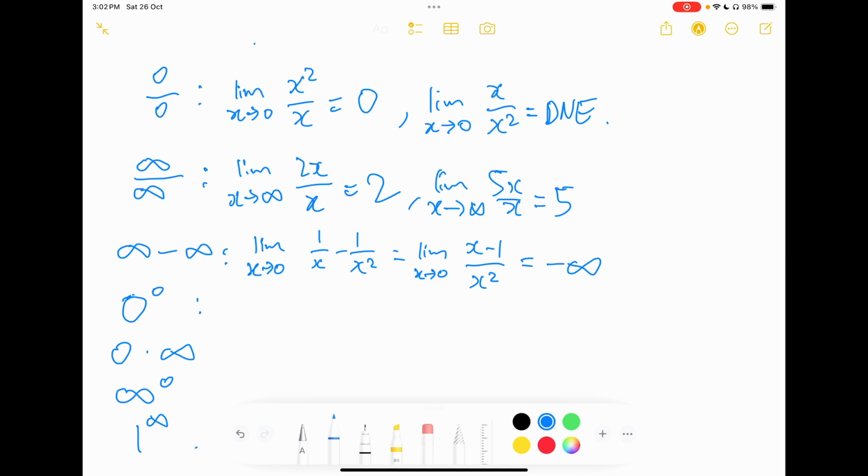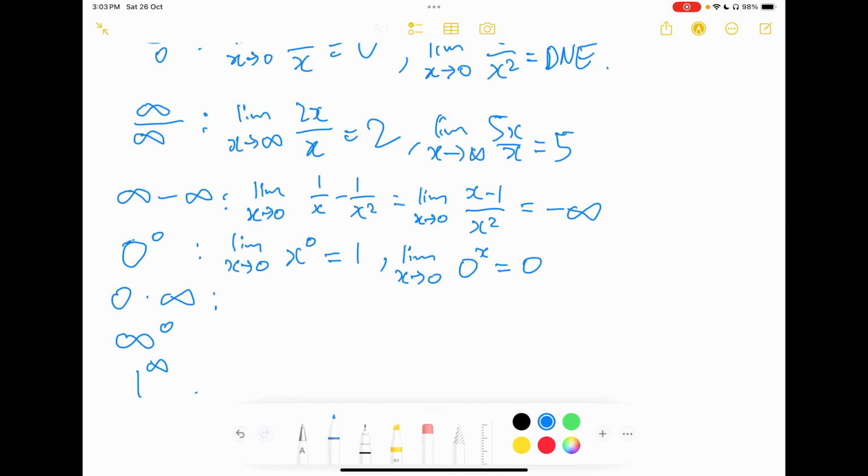All right, the next one is 0 to the power of 0. And we'll take, for example, the limit as x approaches 0 of x to the power of 0. So as you know, x to the power of 0 is always equal to 1. So this is quite obviously 1, right? But if I were to take instead 0 to the power of x, 0 to the power of x is 0, so it will be 0.